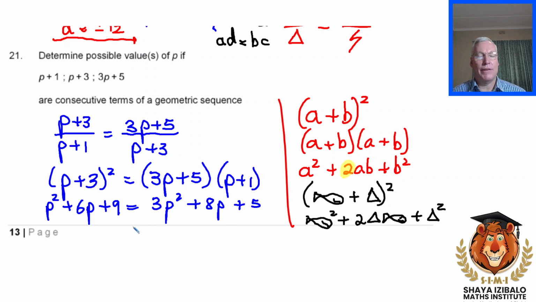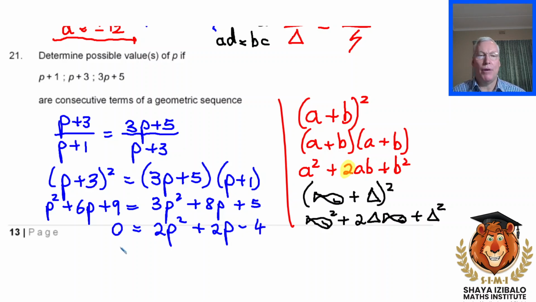This is a quadratic equation, but let's get everything on one side. Let's subtract p squared from both sides. Remember the scales. Let's subtract 6p from both sides, and we get 2p. And let's subtract 9 from both sides, and we get minus 4.